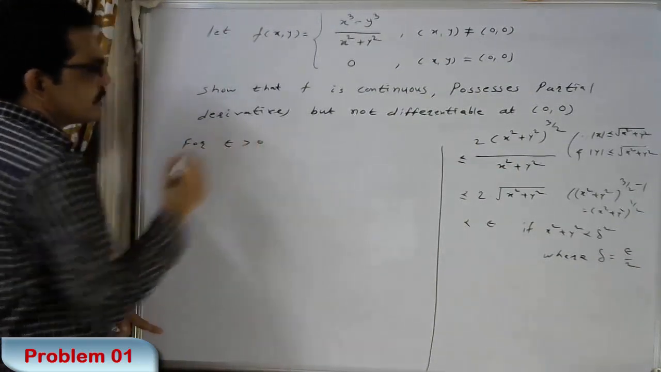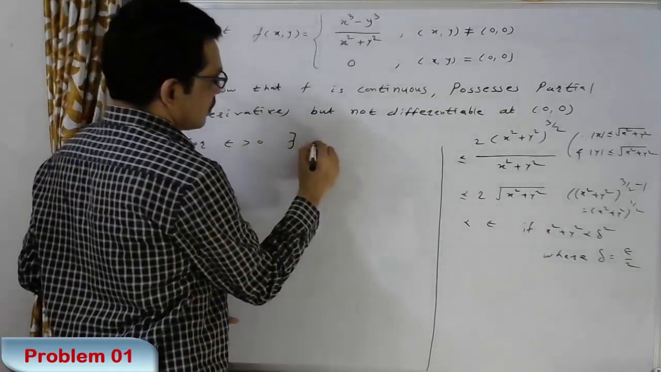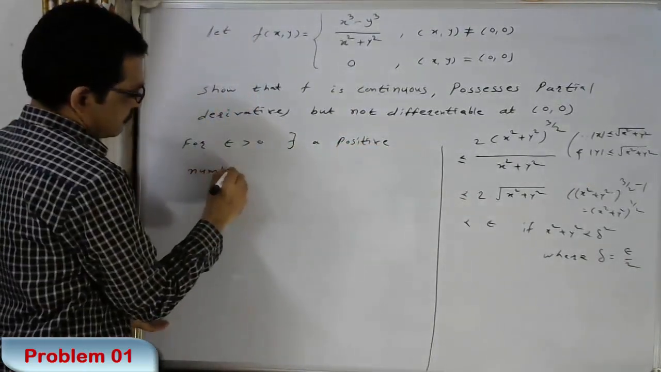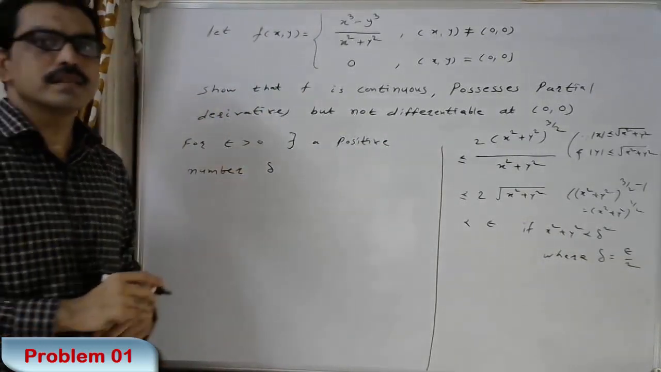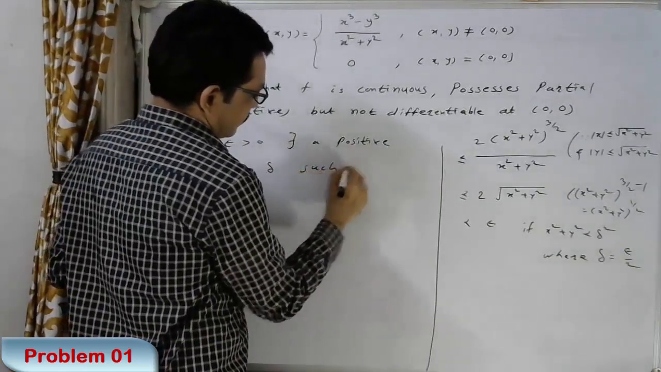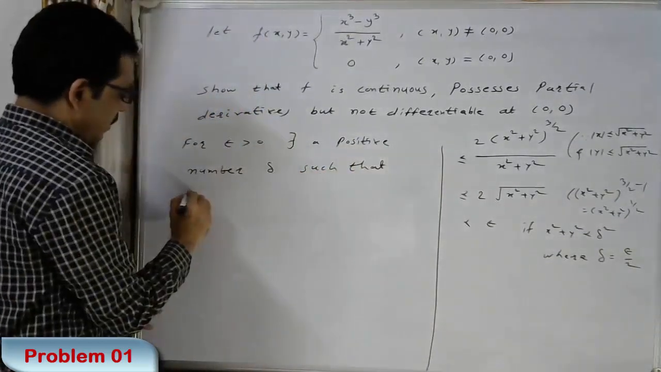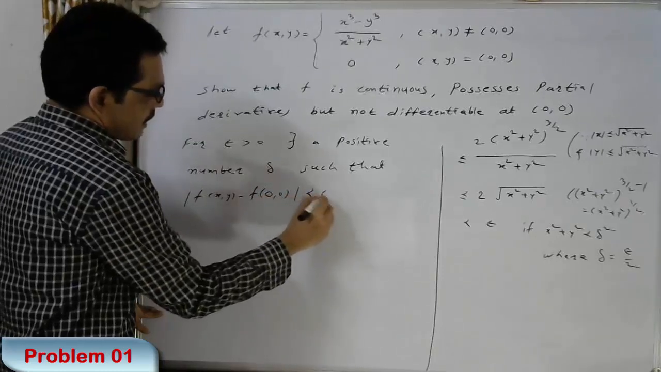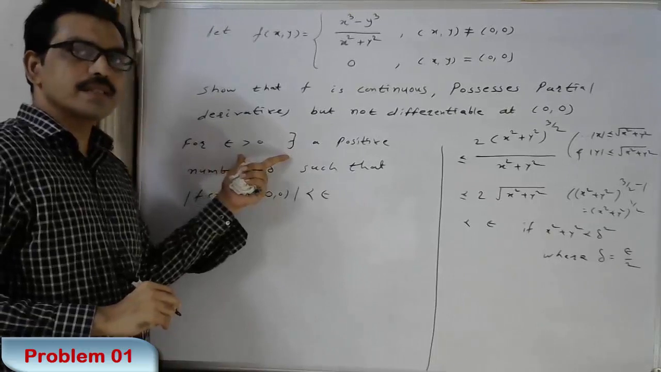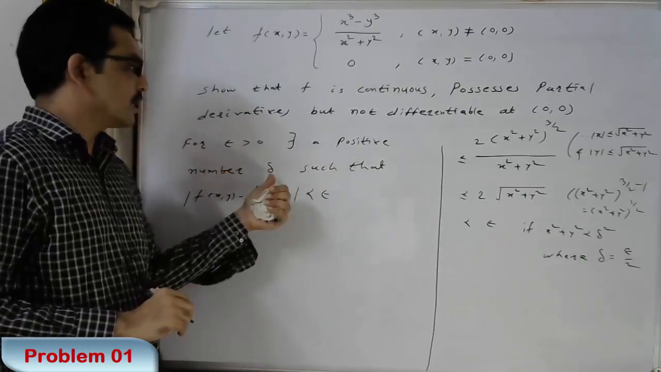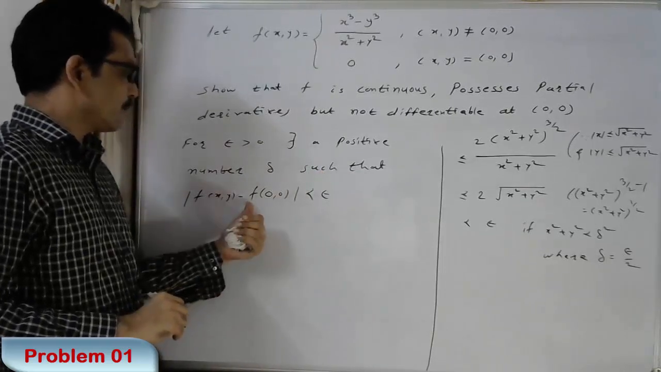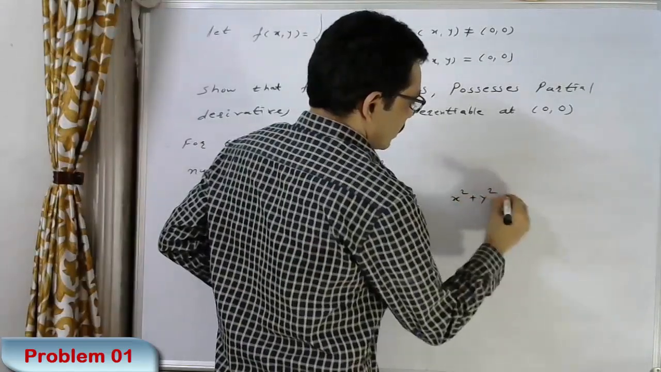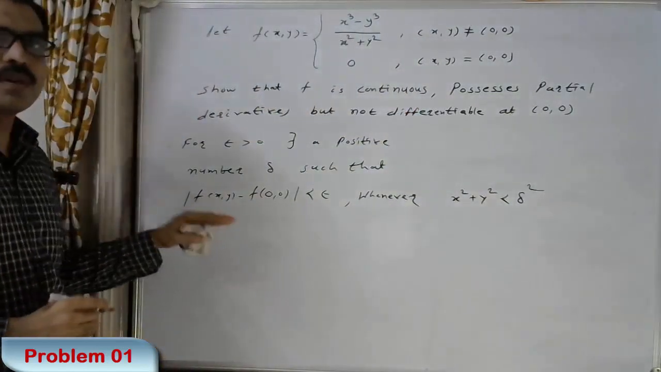Therefore, for epsilon greater than 0, there exists a positive number, say del, such that mod of function f(x,y) minus f(0,0) is less than epsilon, whenever x square plus y square is less than del square. This proves that the function f is continuous.